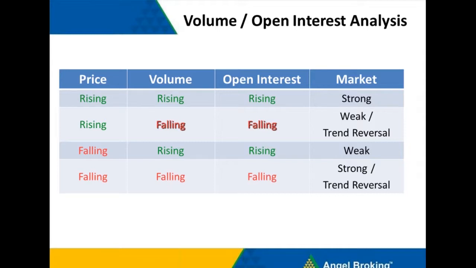Likewise, if prices are falling but volume is rising and open interest is rising, in this case it means that the market is weak and further we could see selling pressure in the market. Whereas if price is falling but volume is also falling and open interest is also falling, that means sellers are less confident of selling at lower levels, so there is a possibility of a trend reversal.